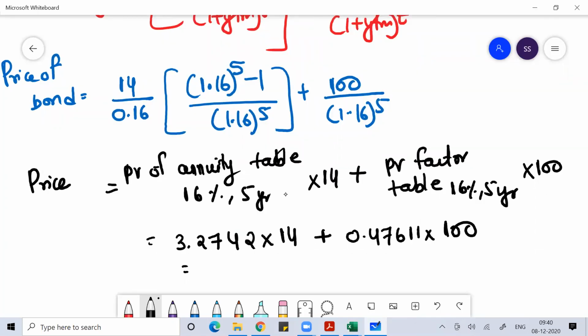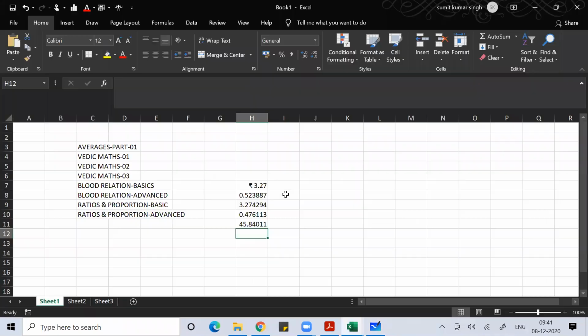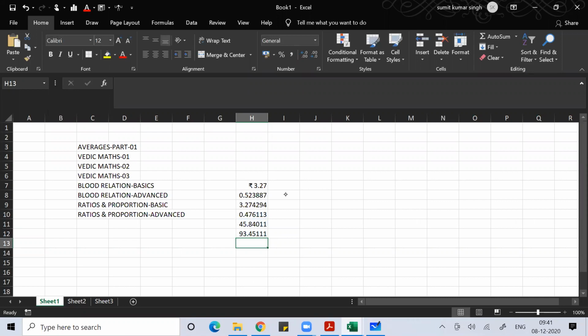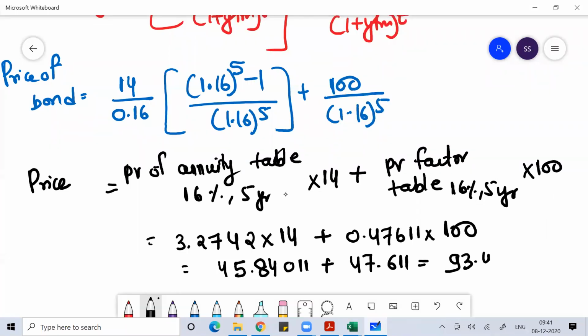45.84, 45.84011 plus this is what, 47.611. You just do the sum. If you do the sum of this plus this, then 47.611, 93.45. So I told you before also that the price will be less than 100 rupees.